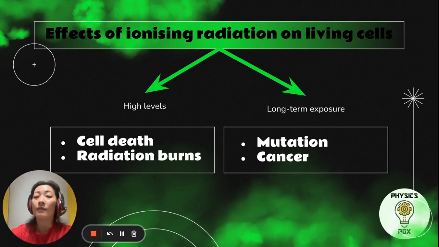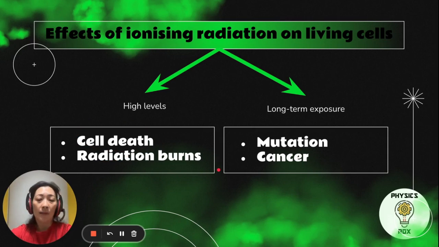These living cells could be human cells, plant cells, animal cells, whichever the case is, they're living. The ionizing radiation here refers to, of course, radioactive radiation, for example, alpha, beta, gamma, even X-rays. Now, if exposed to very, very high levels where the energy is way too high, it could lead to immediate cell death or injuries leading to cell death. This can also cause radiation burns.